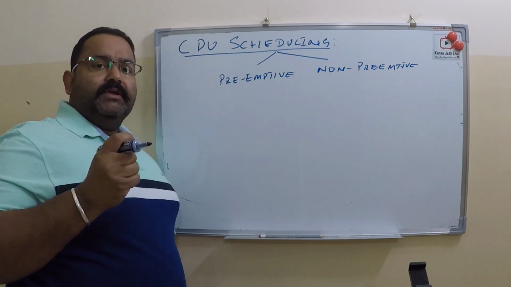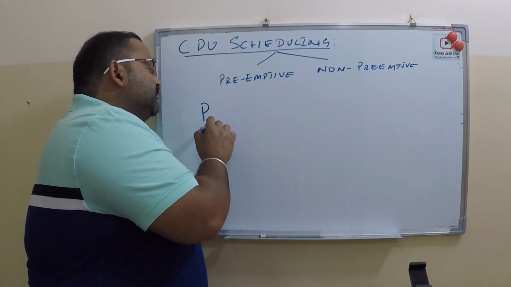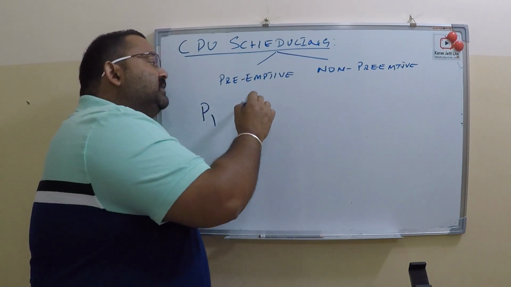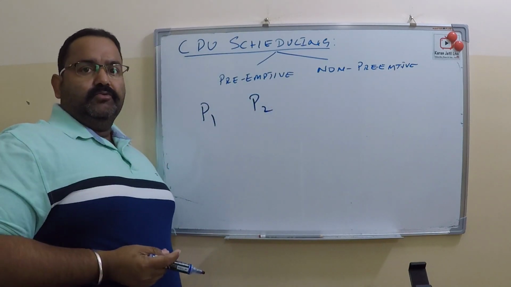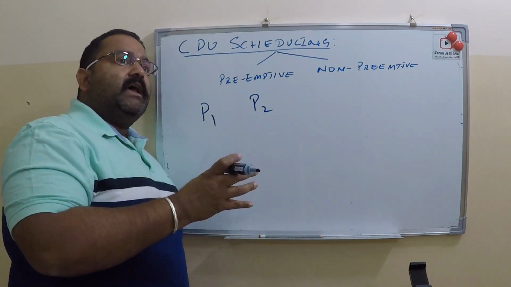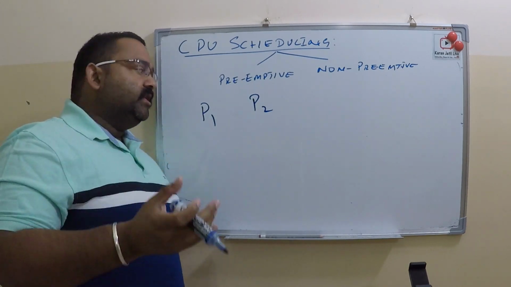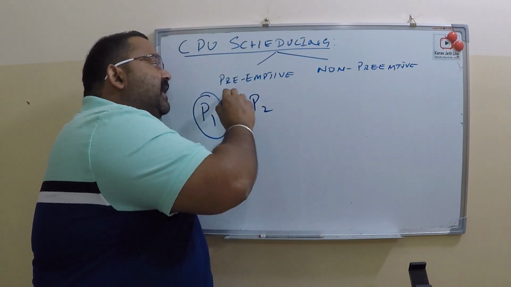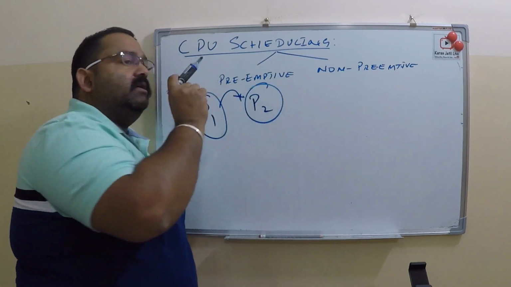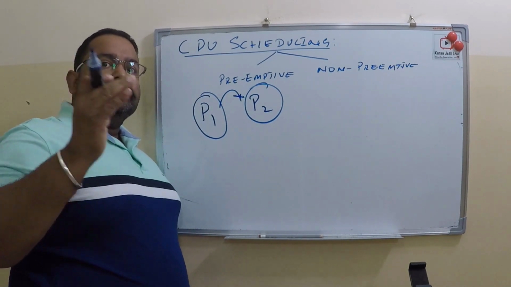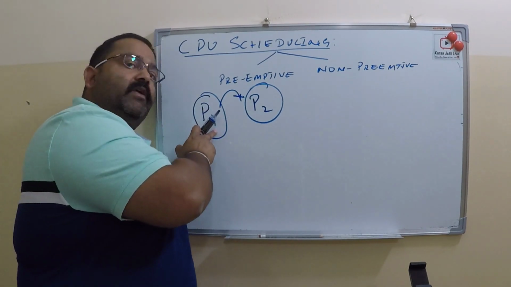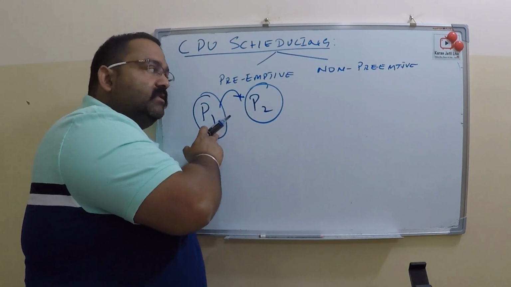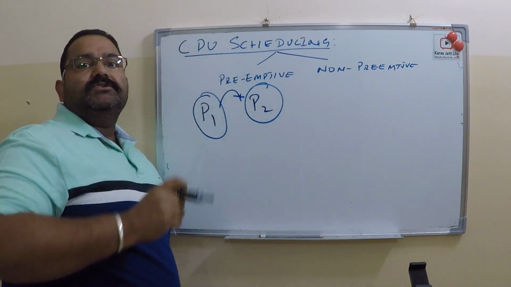In preemptive scheduling, if the CPU is processing one process, for example P1, it is running this process and some other process comes, for example P2. Depending upon which algorithm we are using or which rules we are following, the CPU can leave this process in between and jump to another process. So when a CPU can jump from one process to another before the first one is completed, we call it preemptive scheduling.